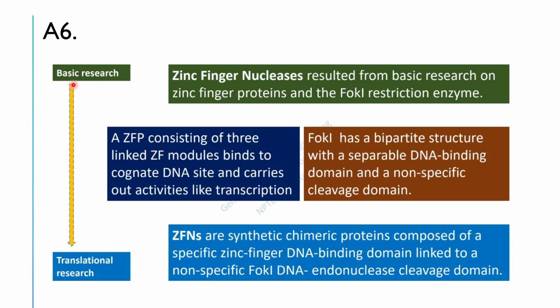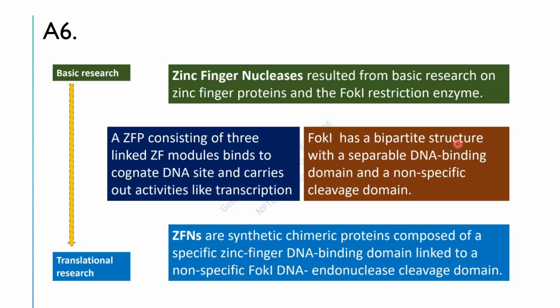So how it came from basic research to translational research. Zinc finger nucleases resulted from basic research on zinc finger proteins and the FOK1 restriction enzyme. Restriction enzymes are enzymes that cut DNA at a specific palindromic sequence. A ZFP, zinc finger protein, consisting of three linked zinc finger modules binds to a cognate DNA site and carries out activities like transcription, right? We have just talked about it in our previous slides, how zinc finger protein helps in transcription regulation.